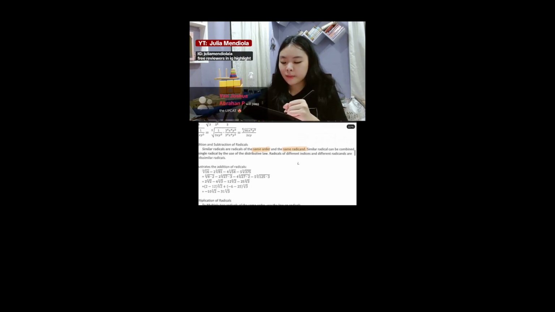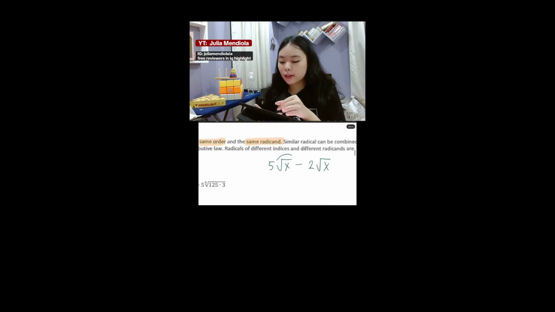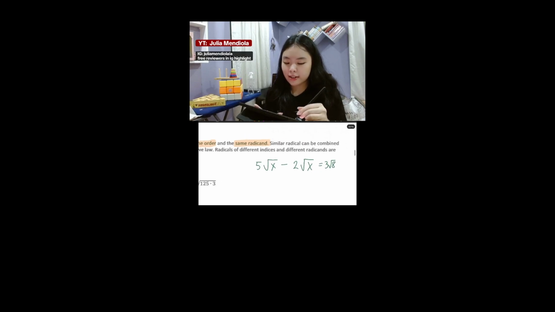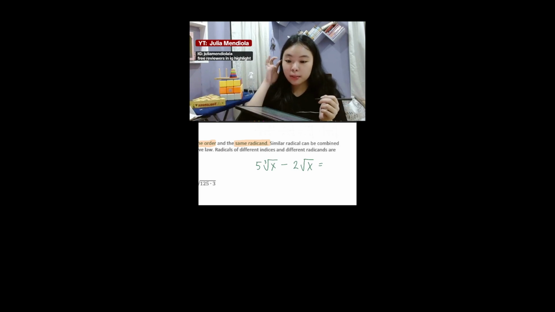For example, 5 square root of x minus 2 square root of x. Dahil same ang square root of x and square root of x, pwede siya ma-minus. Anong sagot nito? Ma-minus mo lang ang 5 minus 2, which will give you 3 square root of x. Okay, what about 5 cube root of x minus 5 square root of x? Pwede ba yan ma-minus? Hindi yan pwede i-minus.